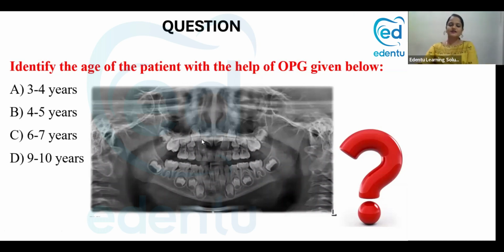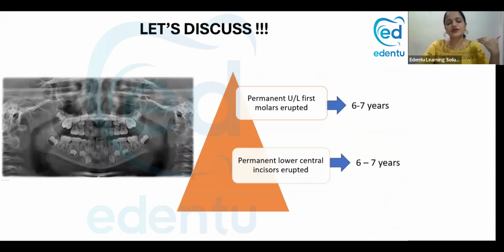Okay, so it is very evident from this OPG that it shows a mixed dentition of a child. You can see that all the deciduous teeth are present except the central incisors. The permanent central incisors have erupted into the oral cavity, and all the permanent first molars have erupted too. Usually the permanent first molars and the permanent lower central incisors erupt by the age of 6 to 7 years. You can also see that the permanent first molars have reached the occlusal plane. It means that they are not just erupting, but they have reached the occlusal plane also.